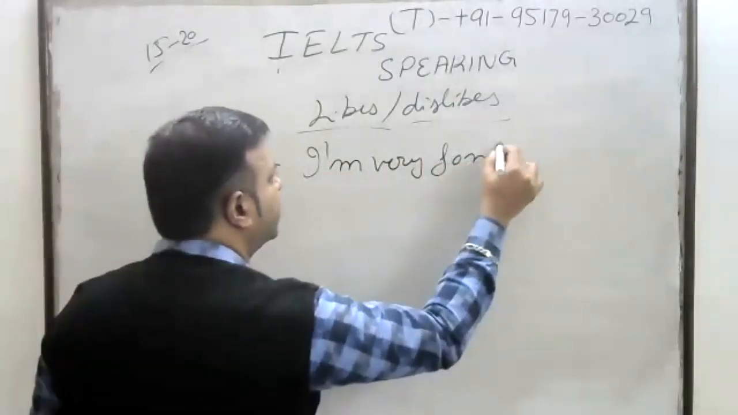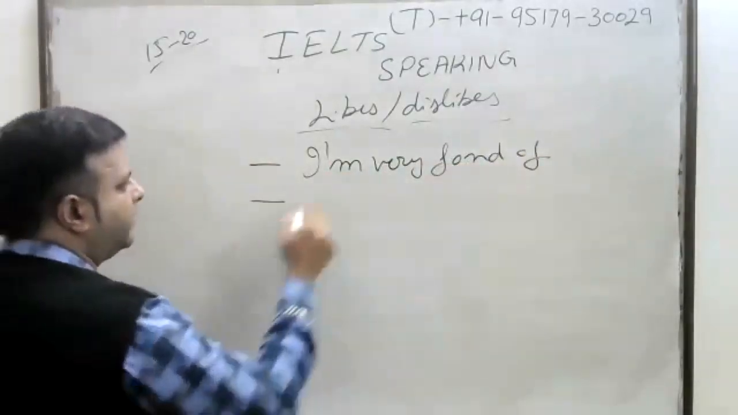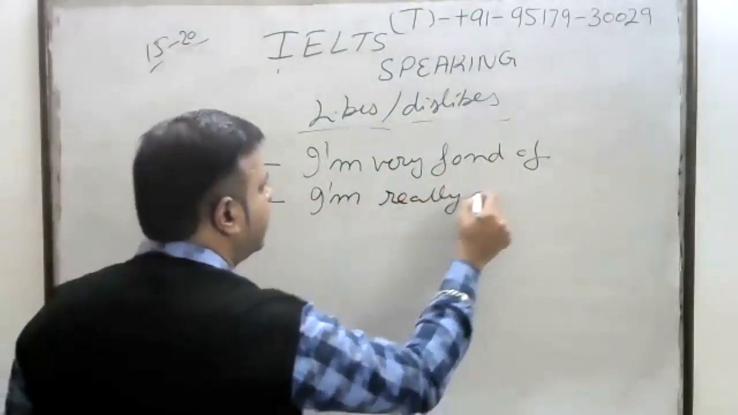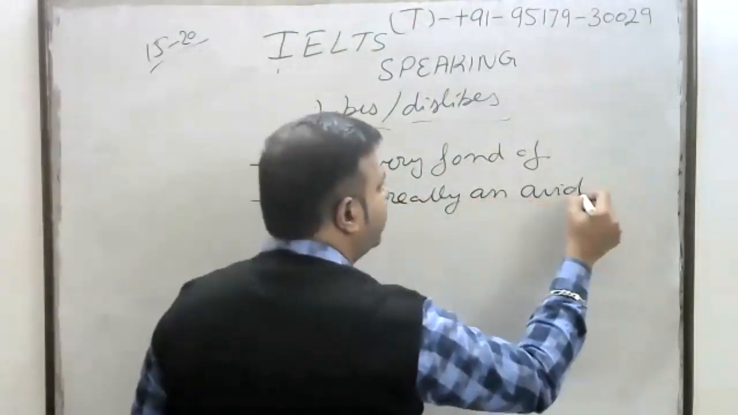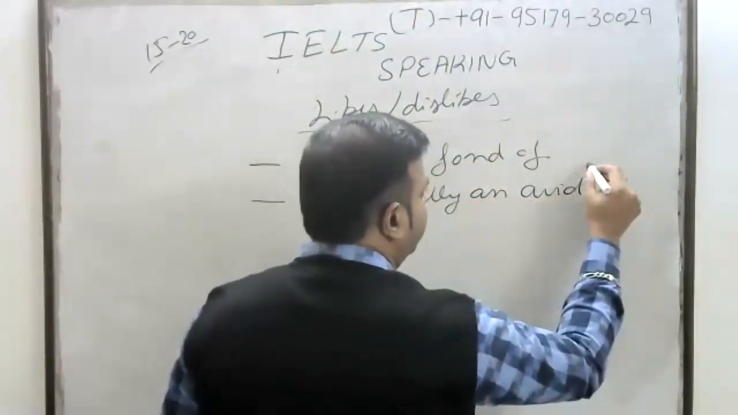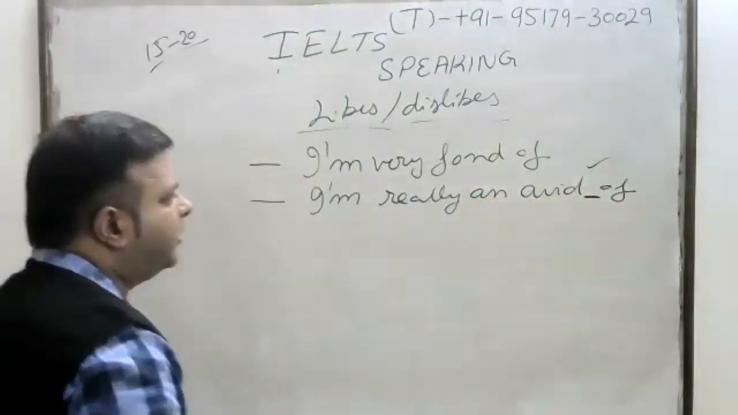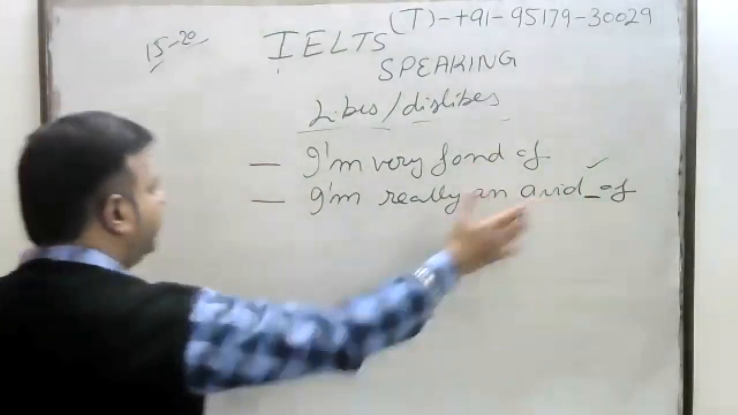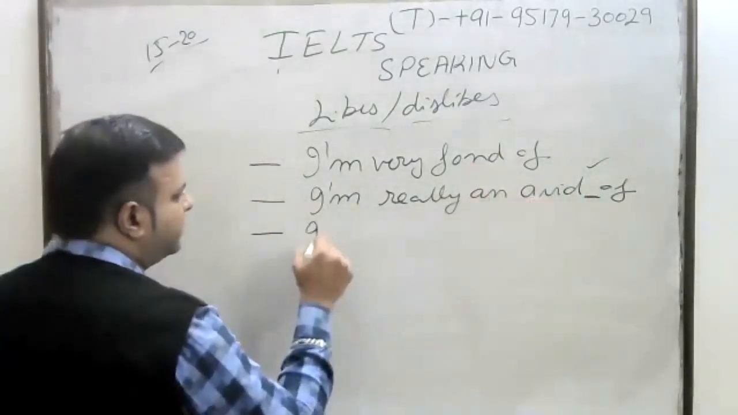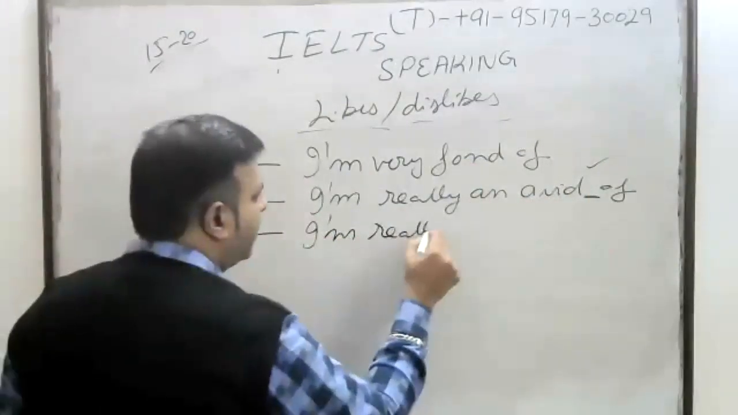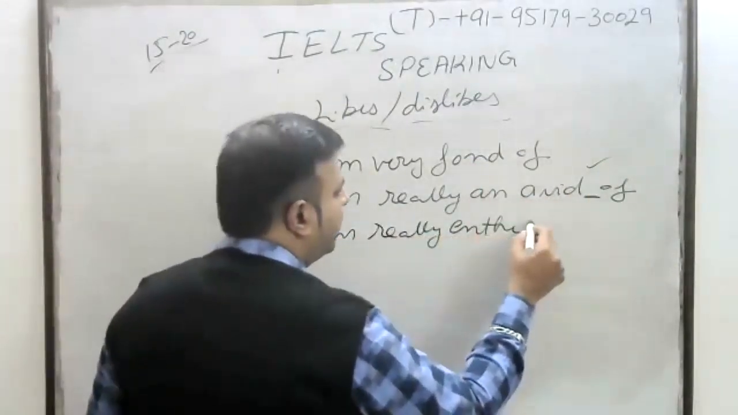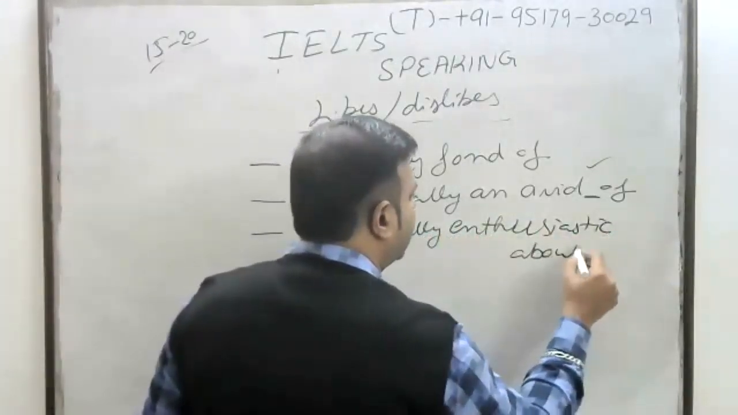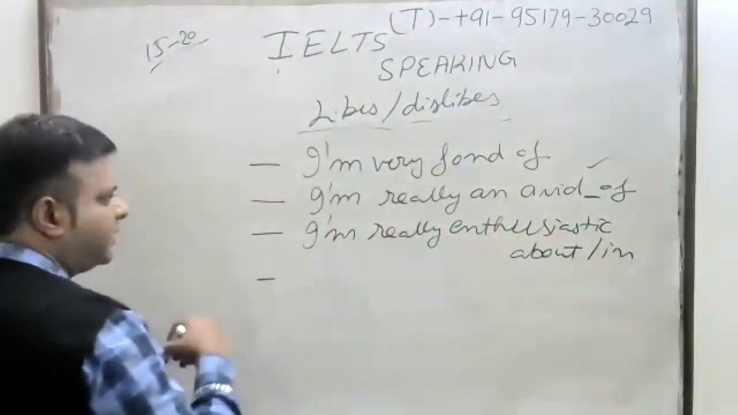I'm very fond of, right? I'm really an avid. Here you put your verb like or subject. I'm really an avid reader, right? I'm really an avid reader. I'm really a keen reader. Avid means keen, right? I'm really enthusiastic about or in. That depends on the sentence, whatever you're making.